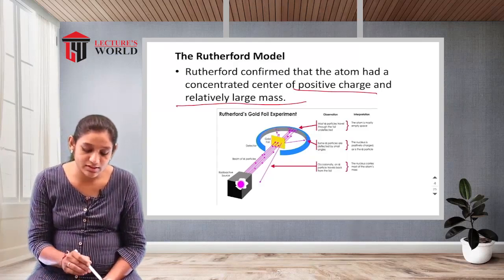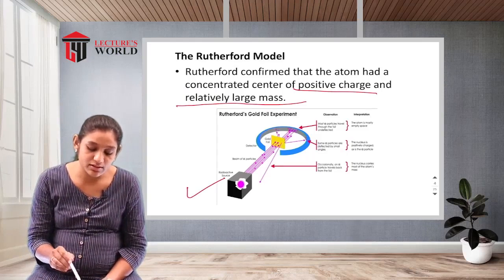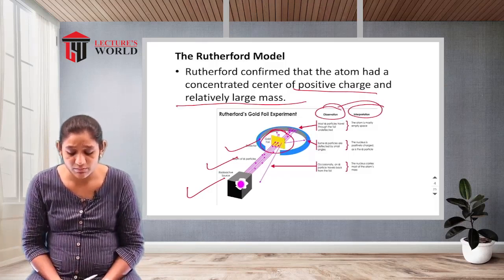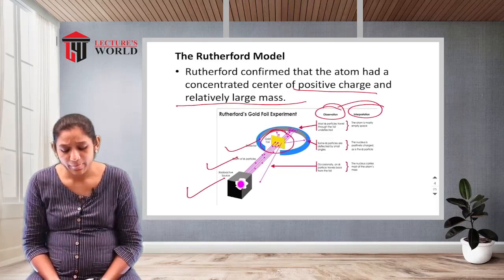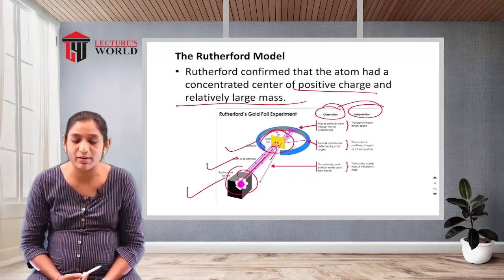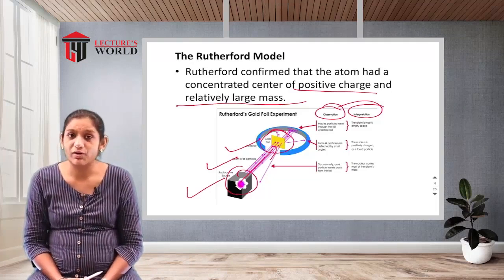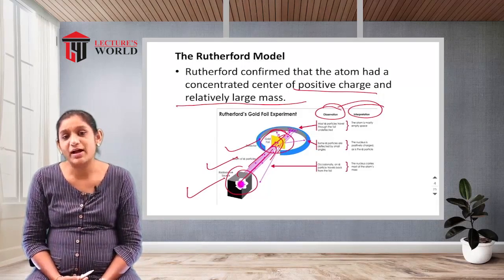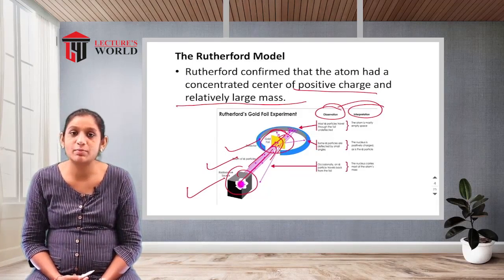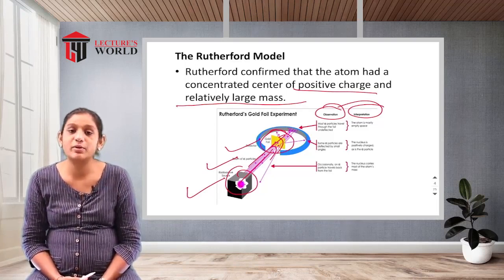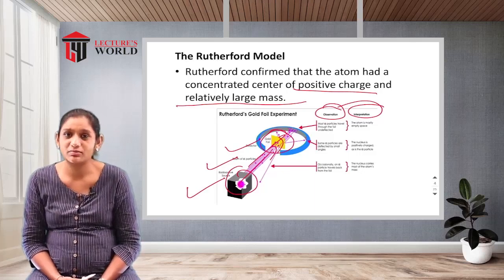Here this is the radioactive source, this is the gold foil, and this is the detector. This is the beam. These are the observations and interpretations. Particles pass from the radioactive source to the gold foil. Some of the particles pass through and some of the particles are reflected by the gold foil. This is the model proposed by Rutherford.